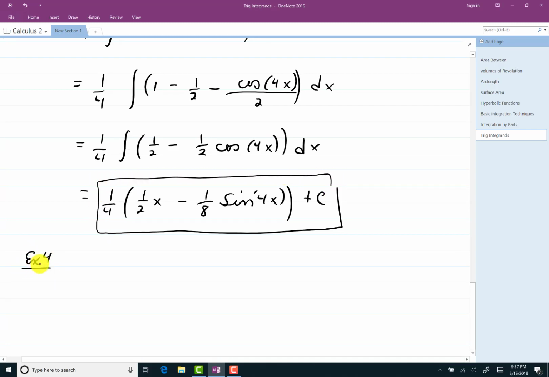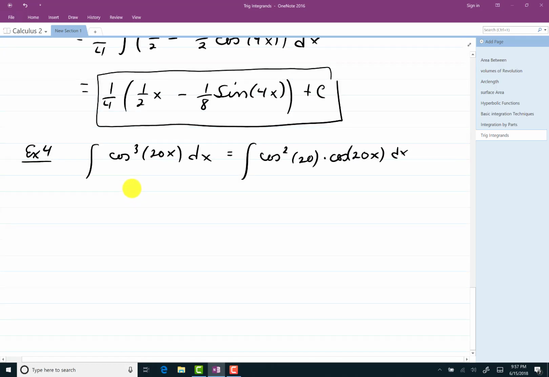For our next one, we're going to do cosine cubed of 20x dx. So the natural thing to do here is to break this up into cosine squared of 20x times cosine of 20x dx. And then I'll use the most used of all the identities, the one that says sine squared plus cosine squared equals 1, to rewrite the first part as 1 minus sine squared of 20x times cosine of 20x dx.